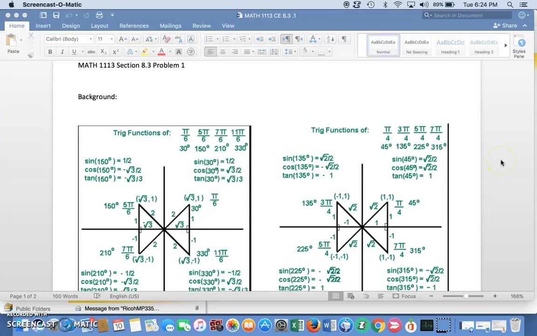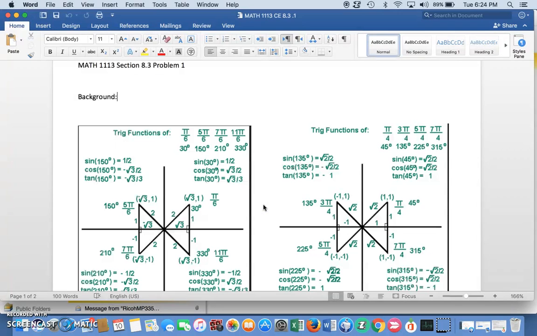Okay, this is problem 1 out of section 8.3. A lot of trig involved here. All of these 4 angles are represented here. They all have the same reference angles. The only difference is the signs. Of course, in the first quadrant, everything's positive. In the second quadrant, sine's positive, but the cosine and tangent are not.